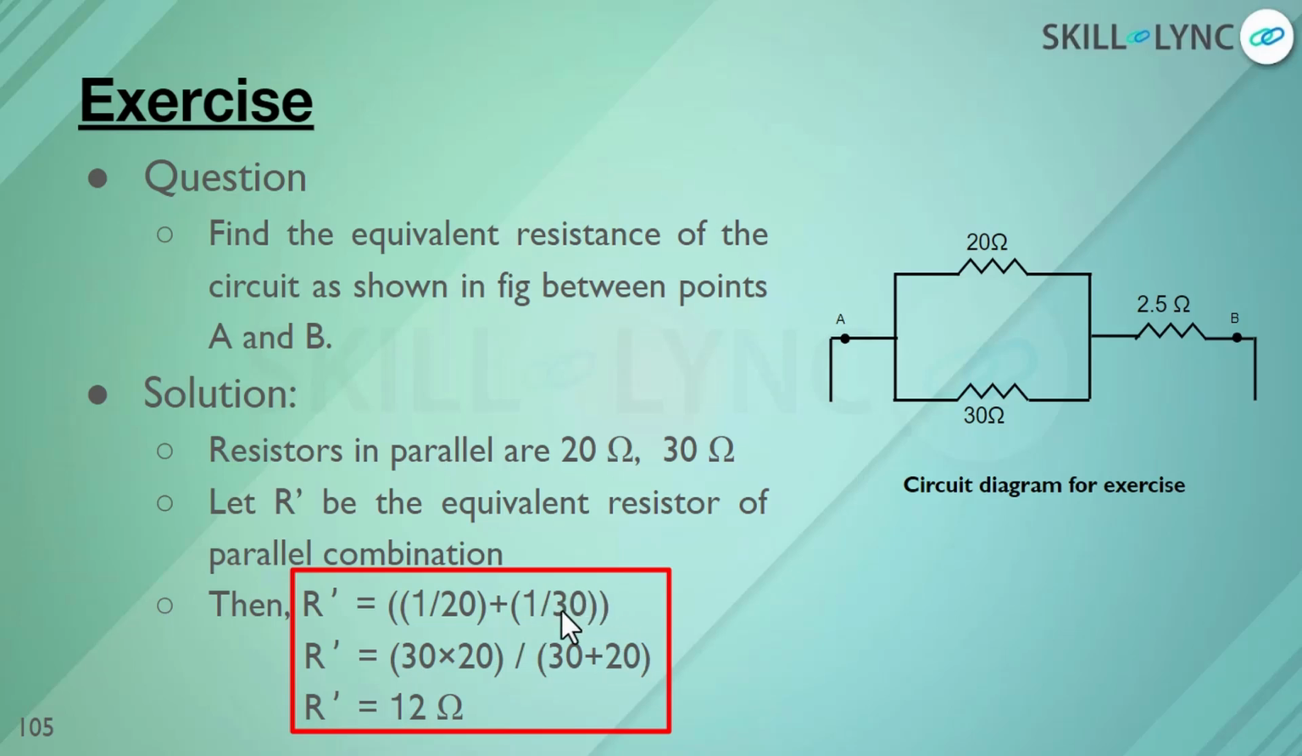in the numerator we used to sum up 30 plus 20. Okay, 30 plus 20 divided by 30 into 20. That's how we used to do. Since we have to directly find the R', it is 30 into 20 divided by 30 plus 20, and thus giving the result 12 ohms.